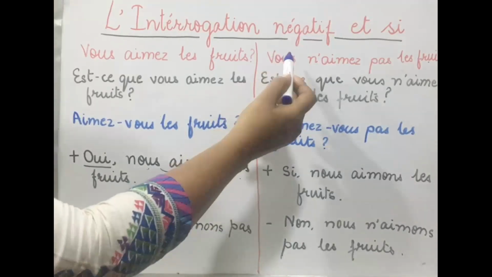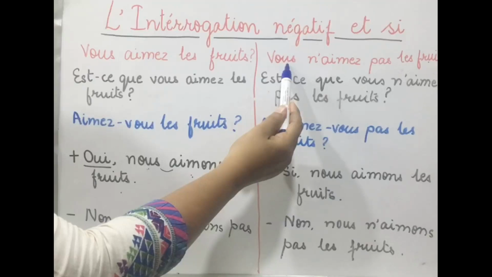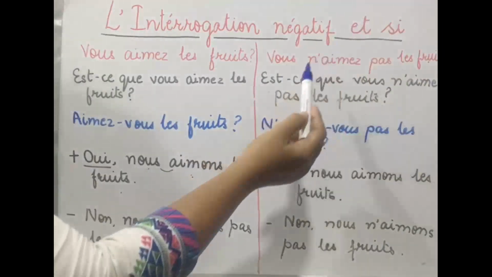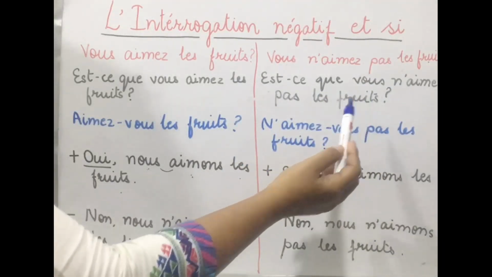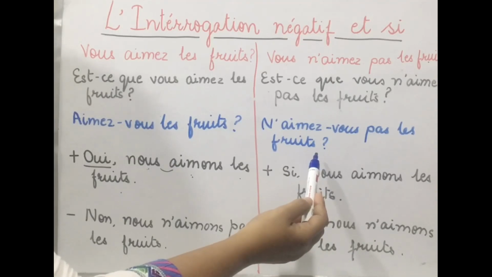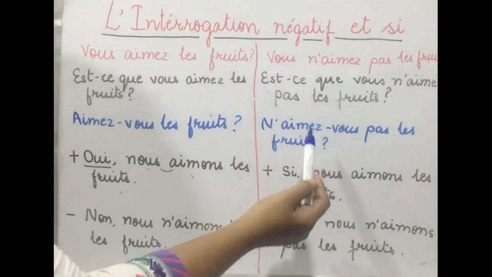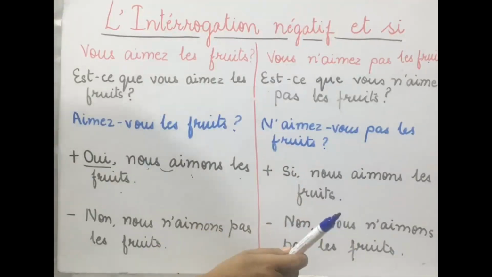Now we come to the negative question. The negative question here in the intonation form becomes "Vous n'aimez pas les fruits," or it would be "Est-ce que vous n'aimez pas les fruits," or in the inversion form, the third form, it is "Ne aimez-vous pas les fruits." This is what I told you just a while ago. This becomes a set, "Ne aimez-vous."